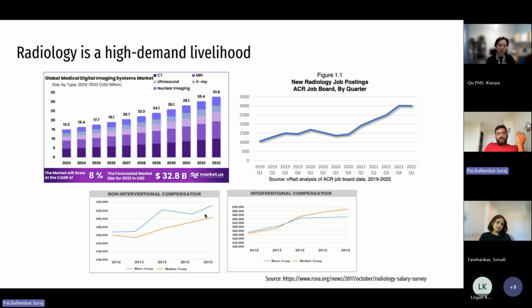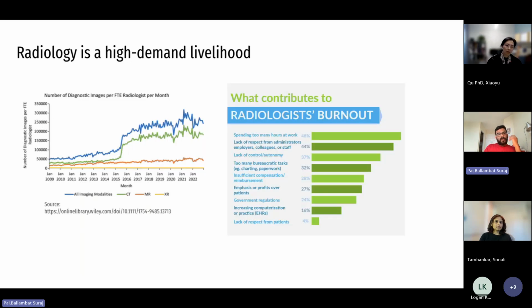So this is all pretty good, right? If you have the medical imaging market increase in size, more radiologists are better paid. This is great because more imaging means you can probably screen people better, diagnose people better, treat people better. So what's really the problem, right? The problem is it's a high demand livelihood, even in terms of what is expected out of the radiologist.